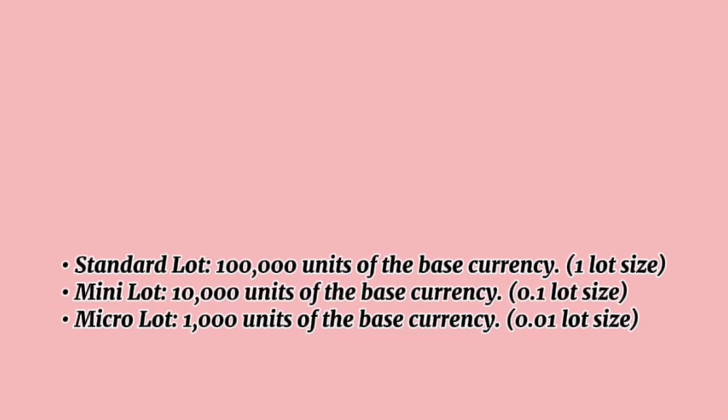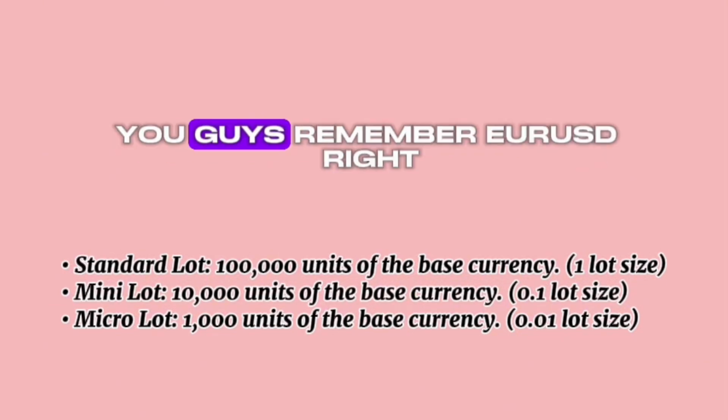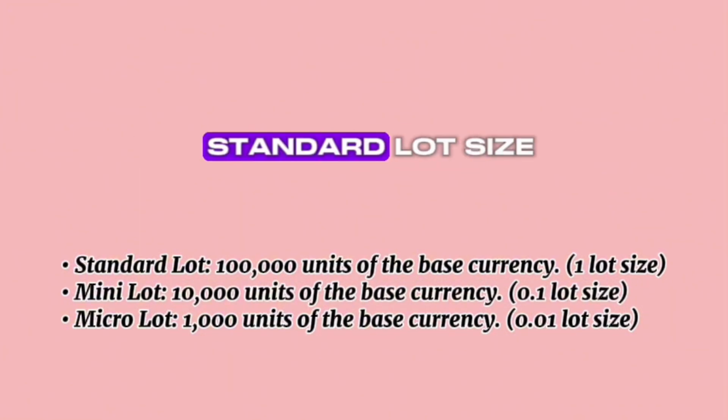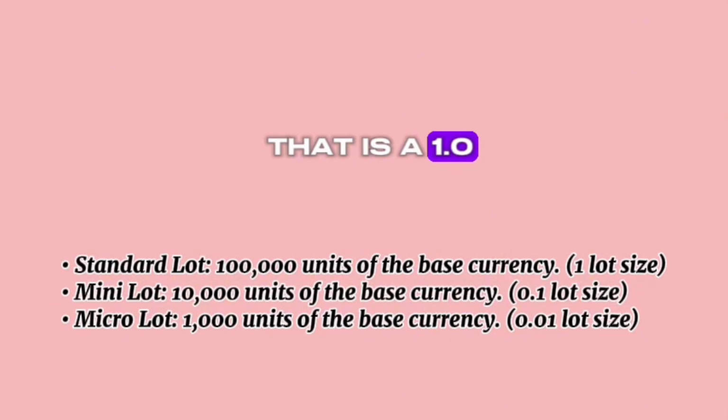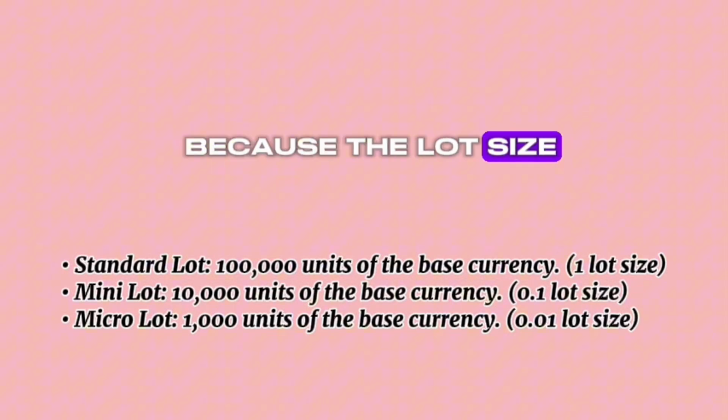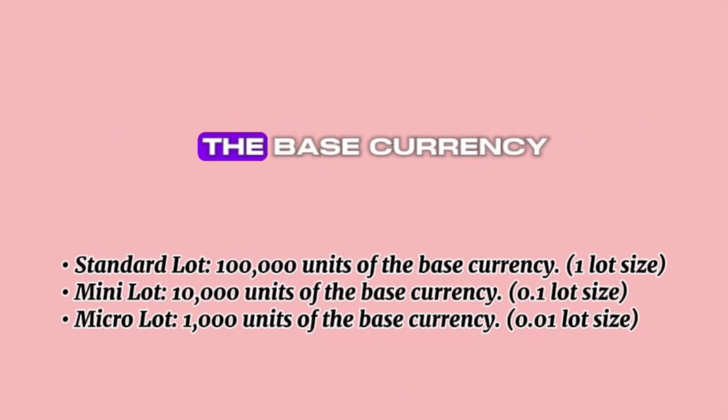So let me give you an example. If you are trading Euro USD, you guys remember Euro USD, right? If you are trading Euro USD and you open 1 standard lot size, that is 1.0, it means that you are controlling 100,000 euro. Why? Because the lot size is the unit of the base currency.